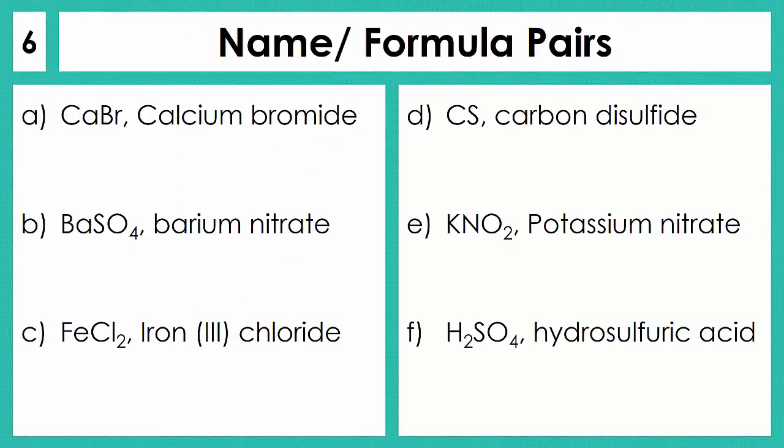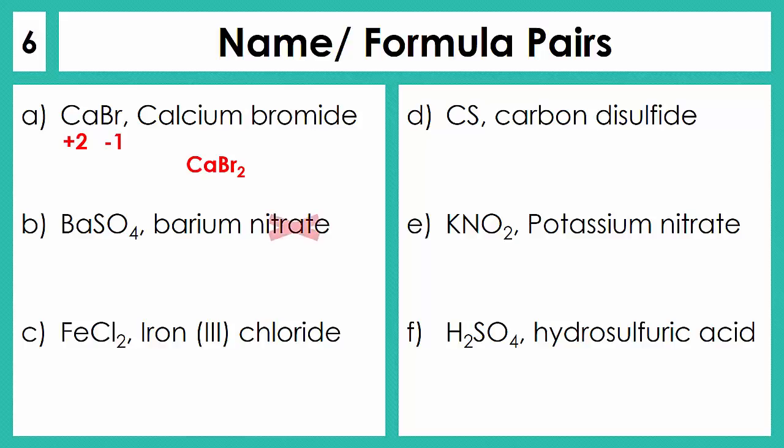Next, we have to correct either the name or the formula. So I've got calcium and bromine. So calcium doesn't need a Roman numeral because it's always plus 2. Bromide is minus 1. So the name is correct for a compound of calcium and bromine, but the formula should be CaBr2.